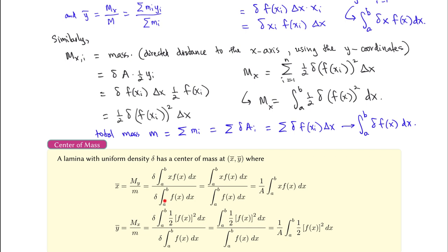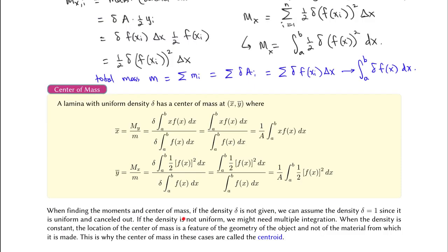Observe that if the density is constant, we can move the density outside of the integral and cancel out delta. The denominator is now simply the integral from a to b of f of x dx, which is the area. Thus, if the density is constant, x bar is 1 over A times the integral from a to b of x times f of x dx, and y bar is 1 over A, the integral from a to b of 1/2 f of x squared dx. If the density is not given in the problem, then we should assume that the density delta equals 1. What we computed is called the centroid, or the center of mass.